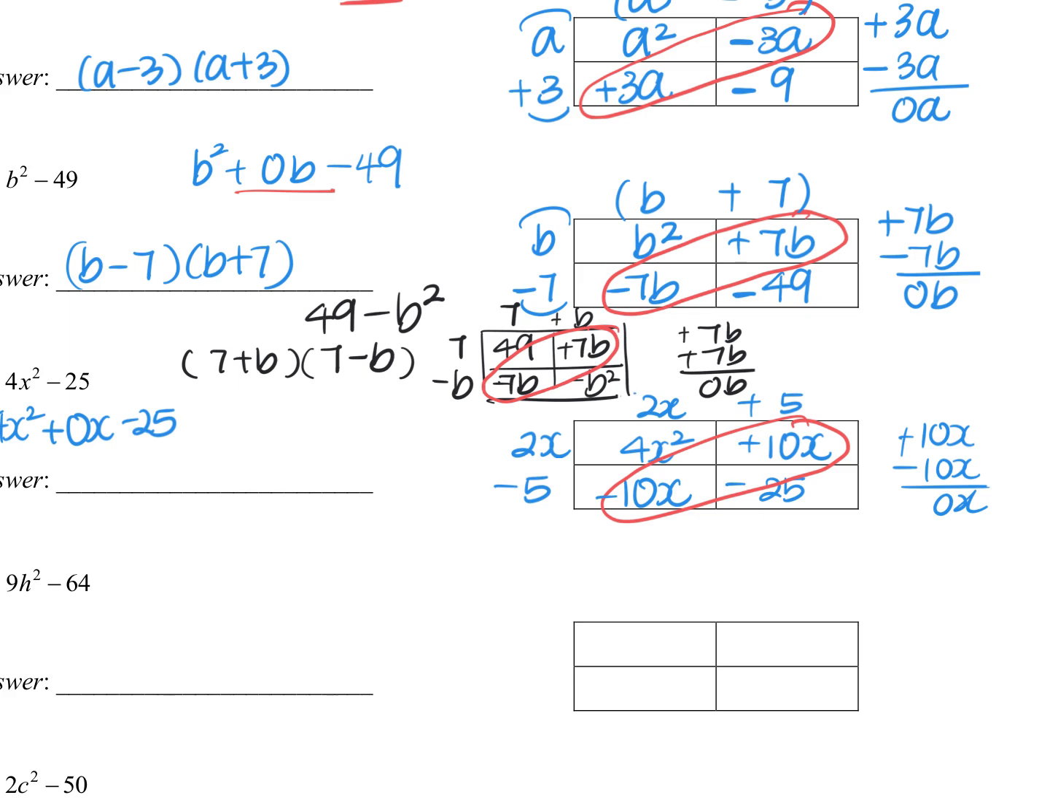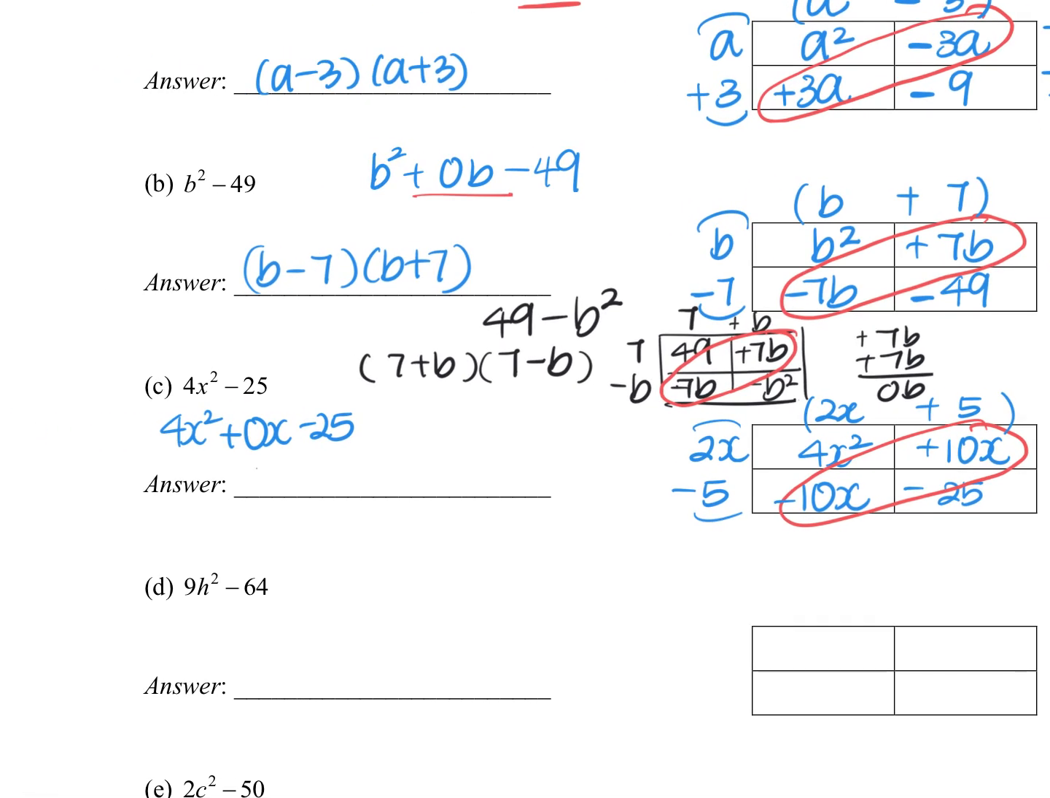Okay, and we'll have our two brackets. The first answer will be 2x plus 5. Second answer, 2x minus 5. Okay, so this one will be the answer.